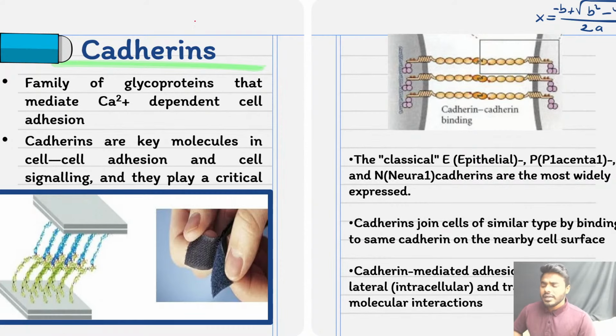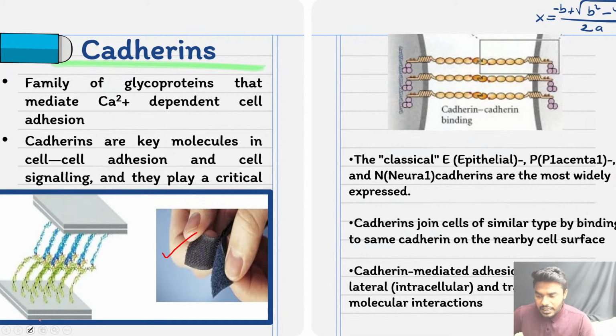You know, friends, I can say that the cadherin attachment is very strong. It's like Velcro. This is called Velcro. We can see it on our wallets and certain bags. The attachment will be like this, correct? A very, very strong attachment. When we want to open this, what do we have to do? We have to apply some pressure, then only we can open it. Very, very easily we cannot open it.